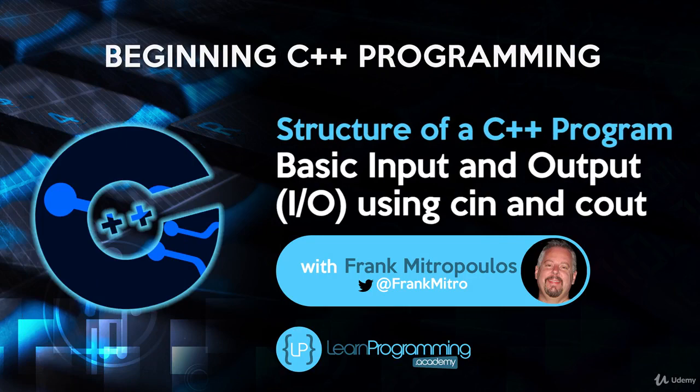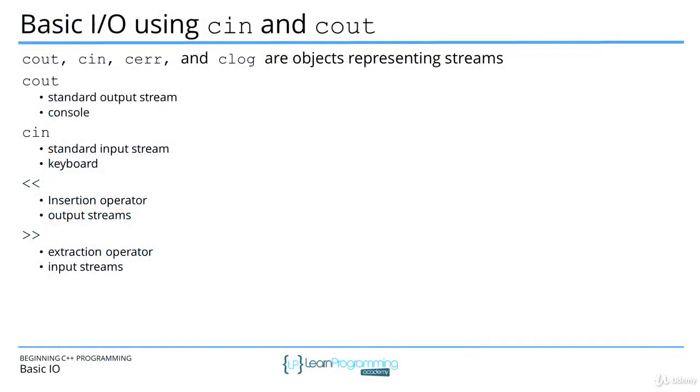In this video, we'll look at basic input-output using cin and cout. Cout, cin, cerr, and clog are defined in the C++ standard. To use them, you must include iostream. C++ uses a stream abstraction to handle I/O on devices like the console and keyboard.